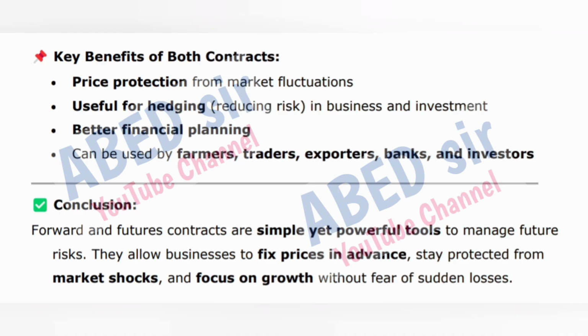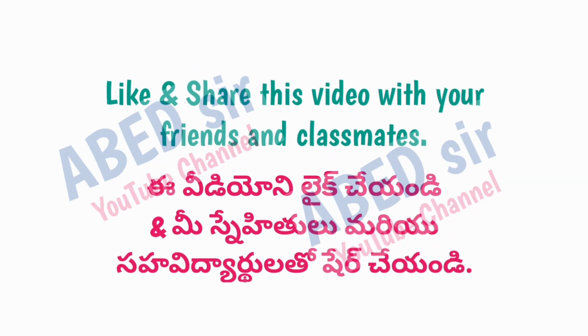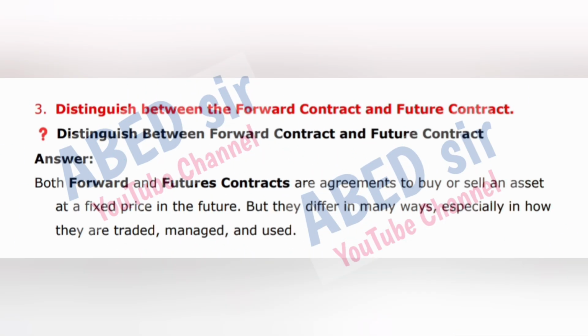Conclusion. Forward and futures contracts are simple yet powerful tools to manage future risks. They allow businesses to fix prices in advance, stay protected from market shocks, and focus on growth without fear of sudden losses. Next important long question is: 3.